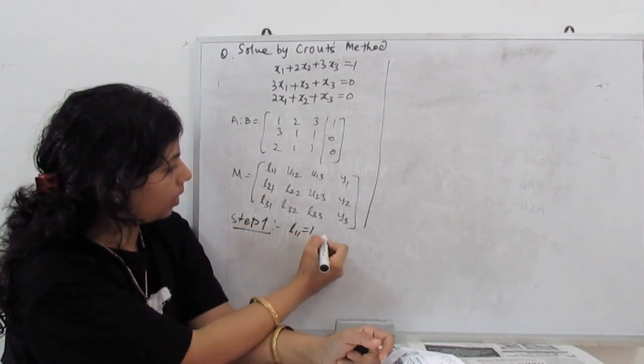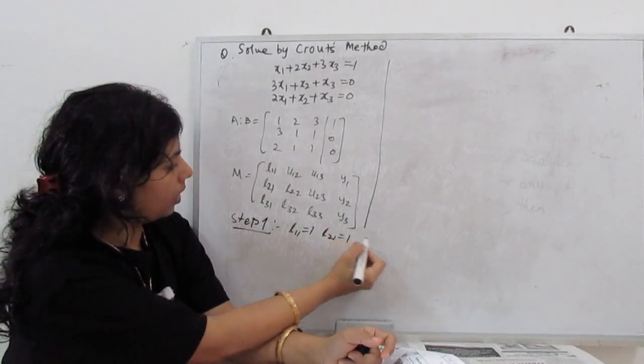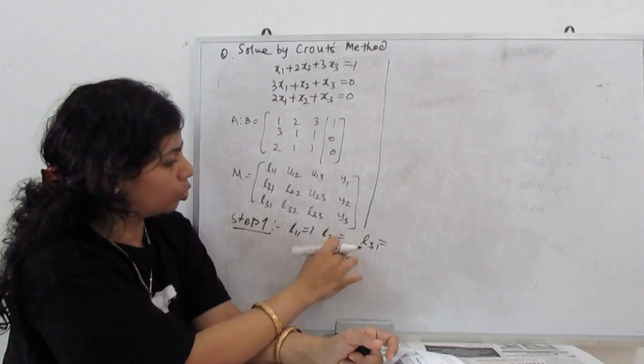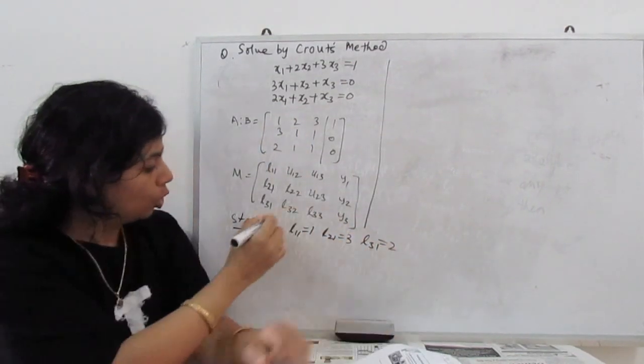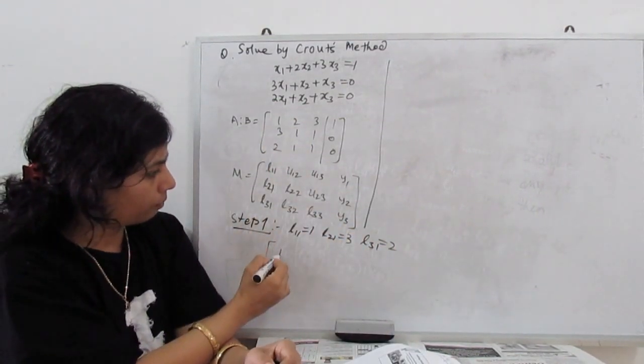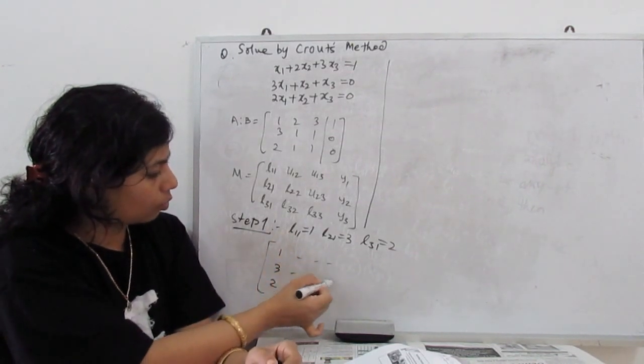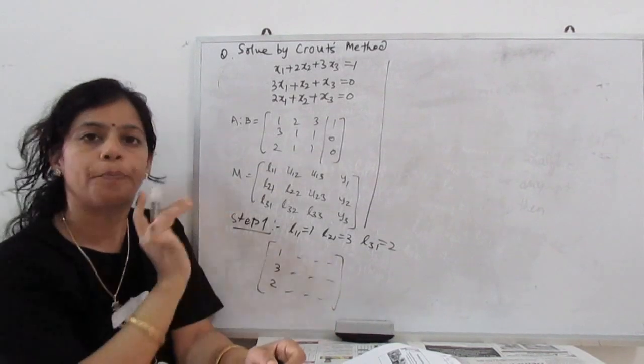L11 is 1, L21 is 1, L31 is 1, 3 and 2. So this is 3 and this is 2. So my new matrix will become 1, 3, 2 and these elements we have to calculate.